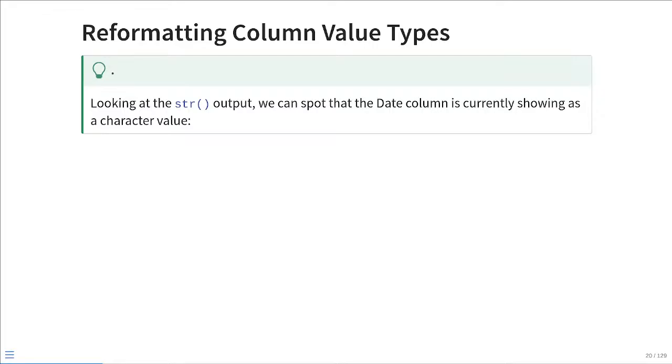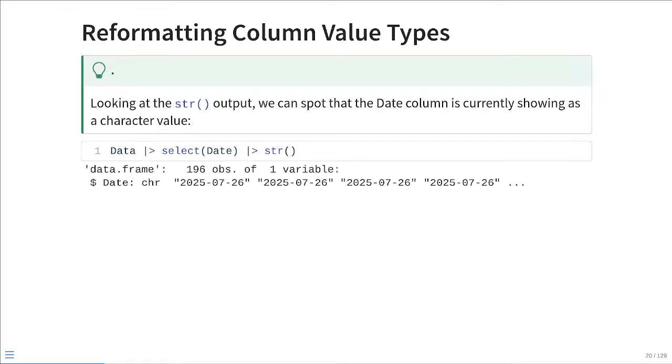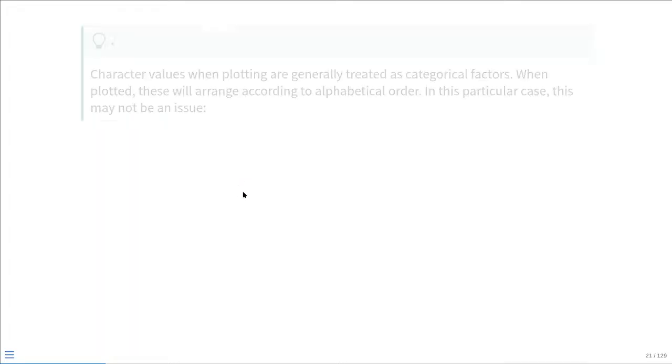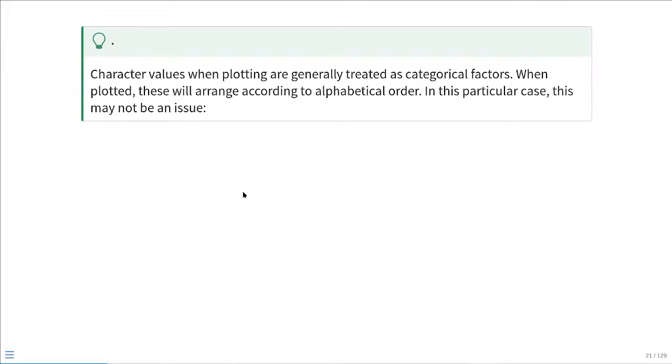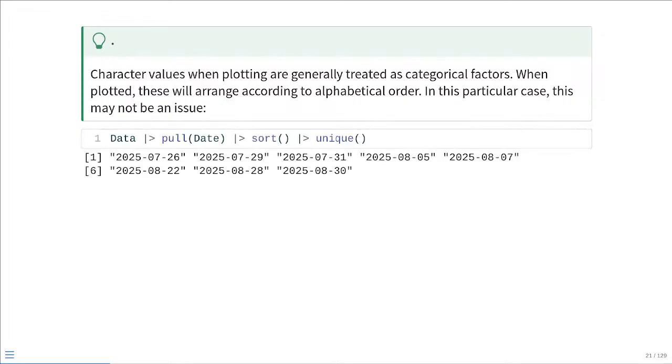Now, if we look at the str output we just had, we can spot that our date column is currently showing as character values. If you go back and scroll to where we have the date, you can see it's showing up as character, and it's currently formatted in year, month, day style formatting. Now, character values, when they're plotted, tend to be treated as what we know as categorical factors. When these are plotted, they tend to default to arranging based on alphabetical order. So in this particular case, this is not going to be an issue.